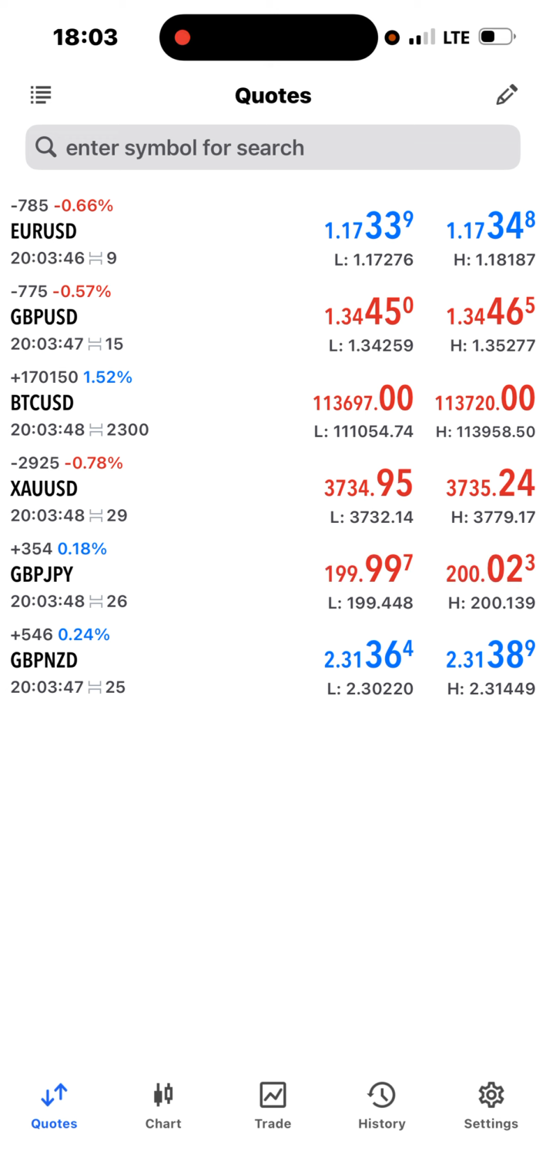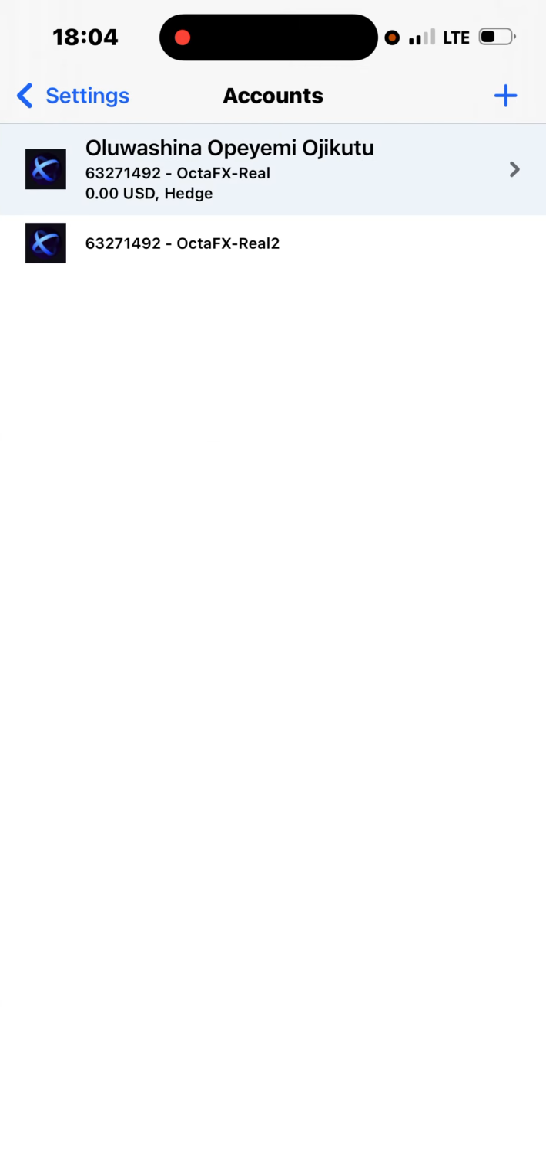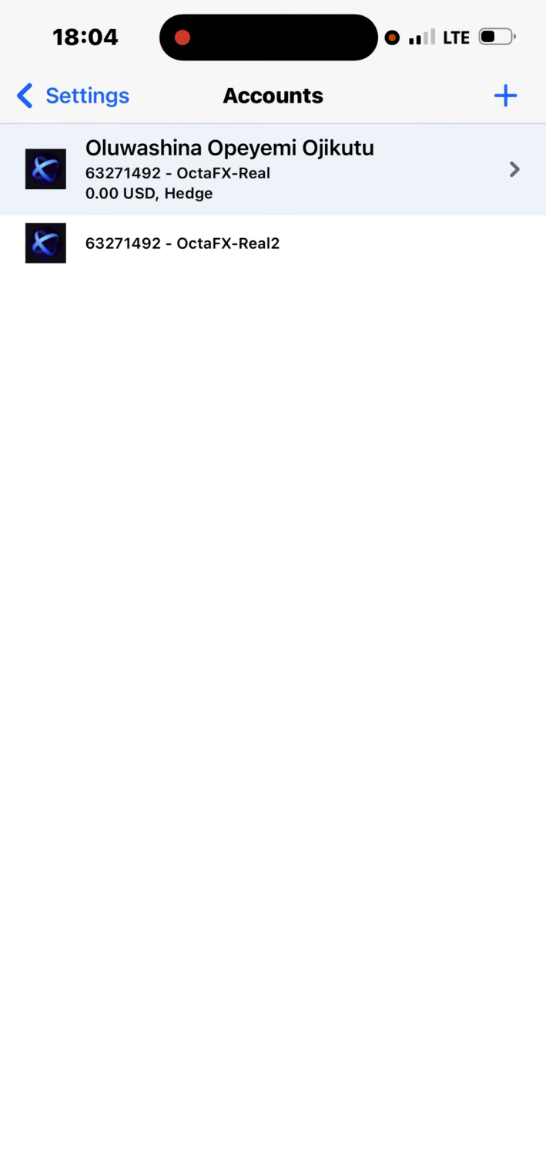If you look at the down part of this interface, you can see codes, charts, trade, history, and settings. So we're going to click on settings. This account was just opened today. As you can see, you have my name right up there, and the broker that I registered with, which is Octa Markets Incorporated. So you click on that aspect. For you, there would not be anything there because it's a new account.